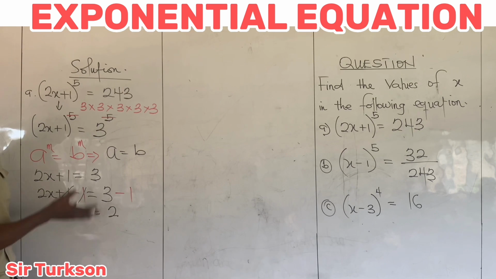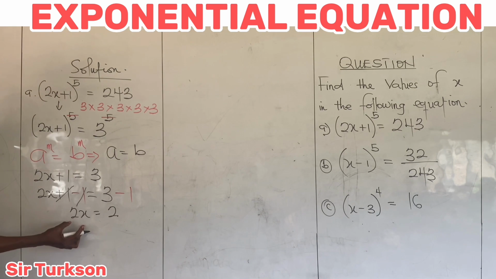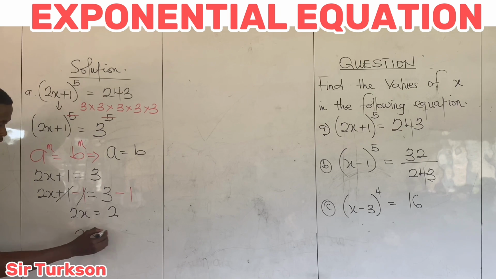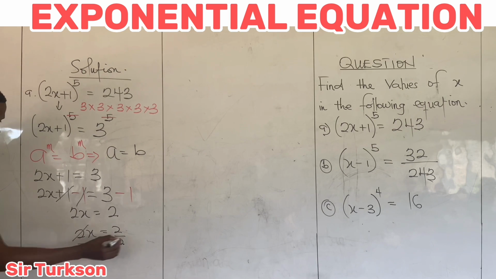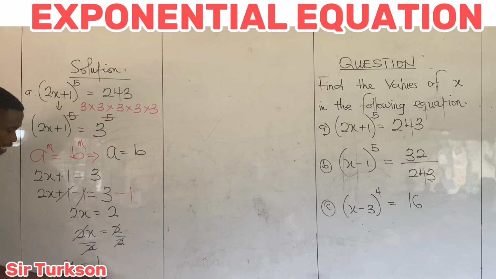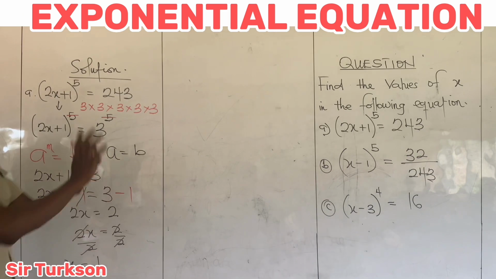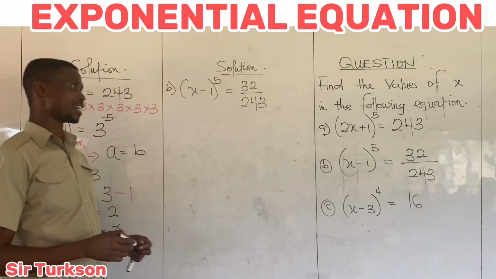So now I'm going to divide both sides by 2 to make x stand on its own. We divide both sides by 2, so 2x divided by 2 and 2 divided by 2. So our x now equals 1. So the value of x here is 1. Good. Now let's take the second example.